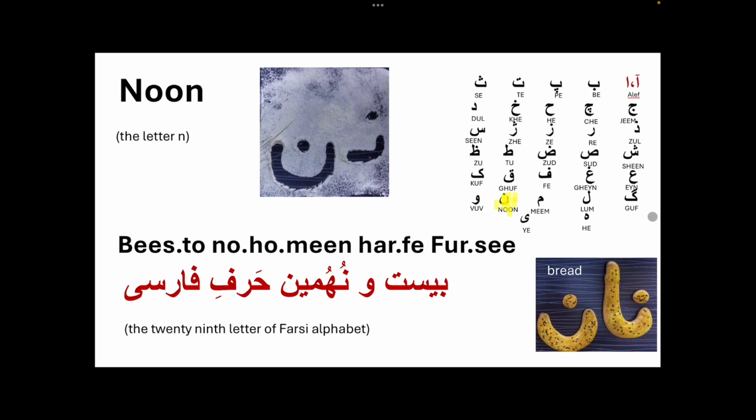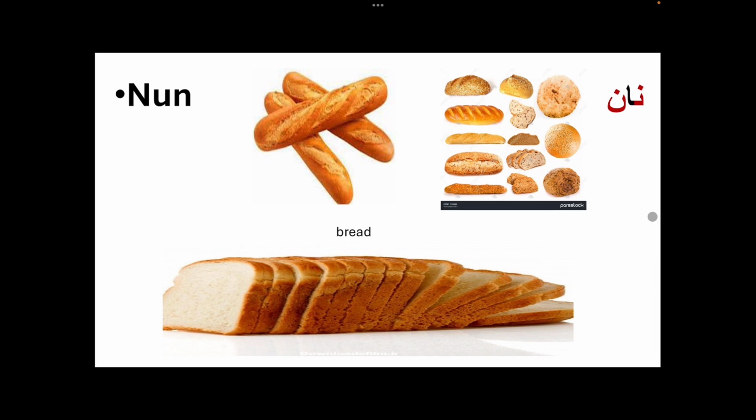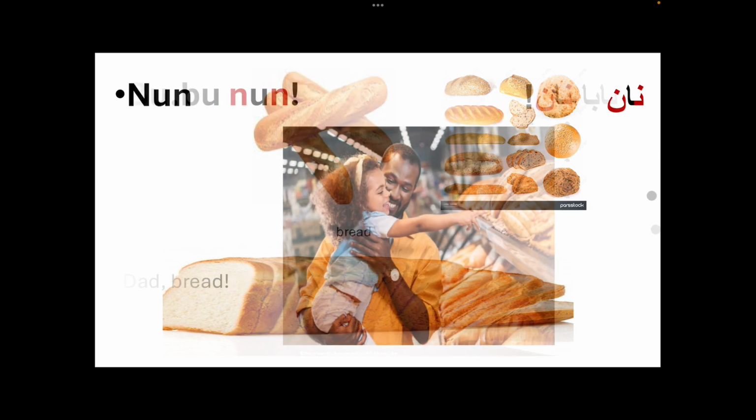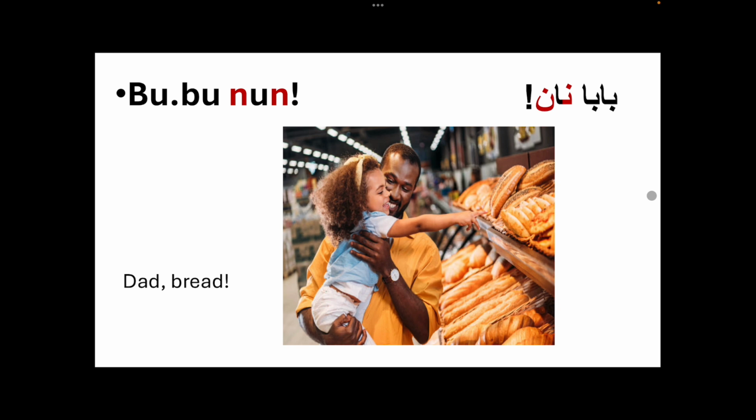In this one, we have non. So we've highlighted in red for you, non. You can see that this is the small form and this is the bigger form. Non, which means bread. Baba, non, which means dad, bread. So here you can see again the N that's attached and then the N that's separate.